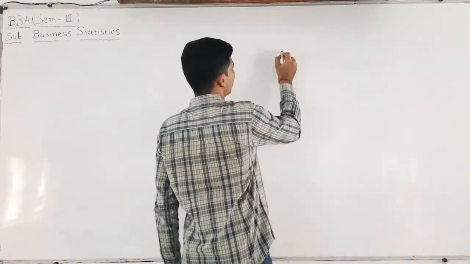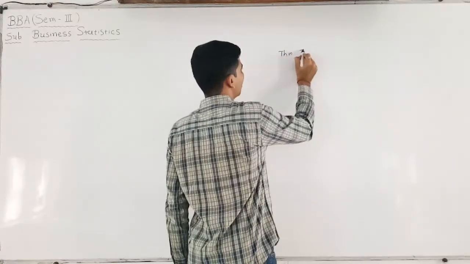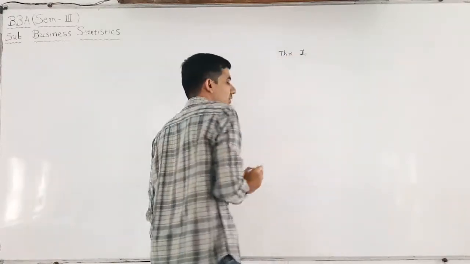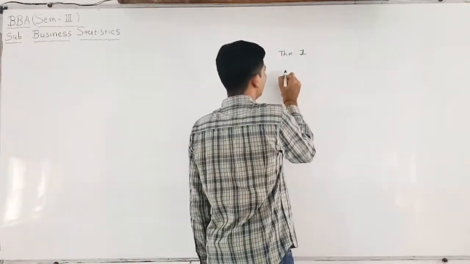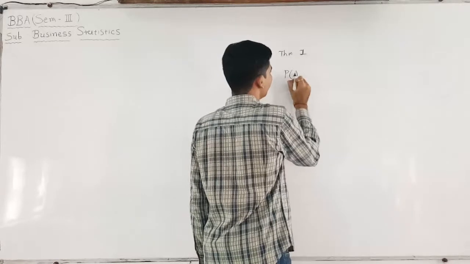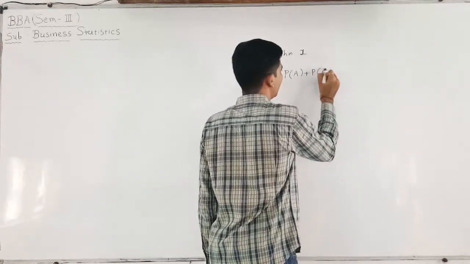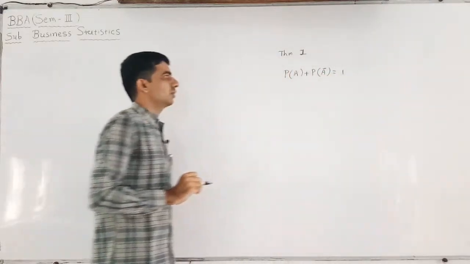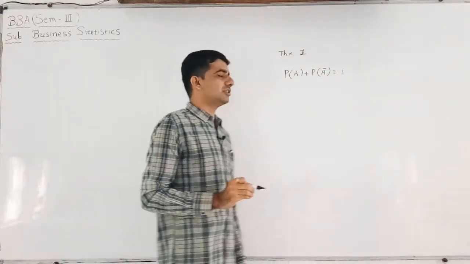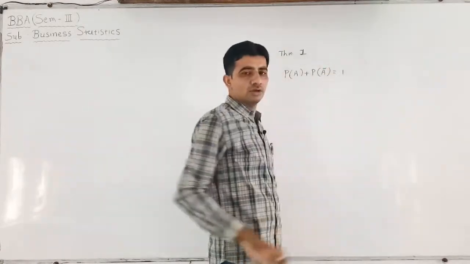What is theorem number 1? The statement of theorem number 1 is: S is the sample space and A is any event, then P of A plus P of A bar (A dash) is equal to 1. P of A plus P of A bar is equal to 1, or P of A bar is equal to 1 minus P of A.